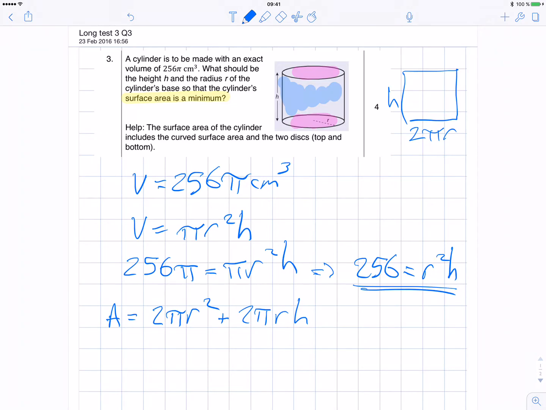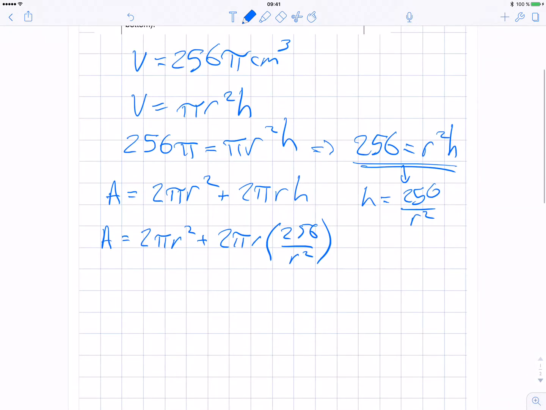Now I want to get rid of the h, so from here I say that h is equal to 256 over r squared. So put that into the area formula. I get 2 pi r times 256 over r squared, and we can simplify that down. I know I'm going to be differentiating this, so I'm just going to go a bit further. 2 times 256 is 512, so A is equal to 2 times 256 pi... that is 512 pi r to the minus 1, plus 2 pi r squared.